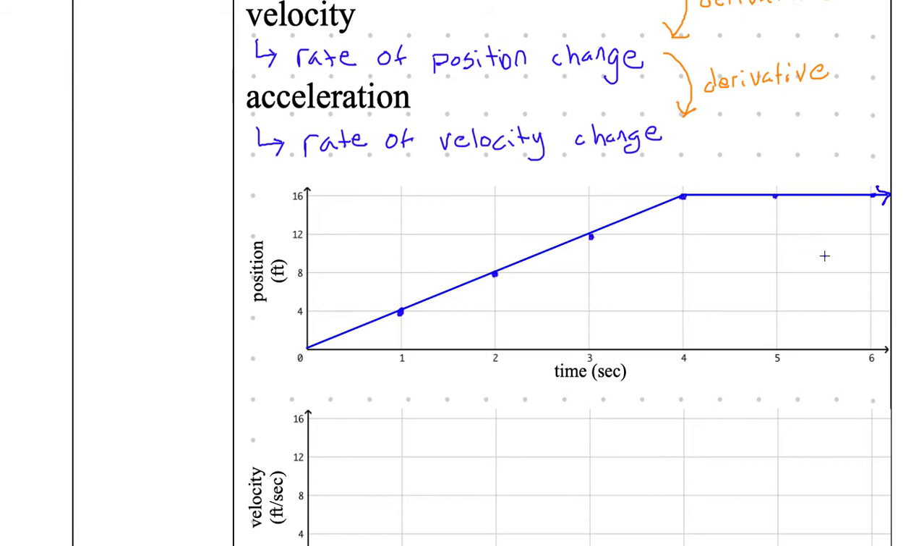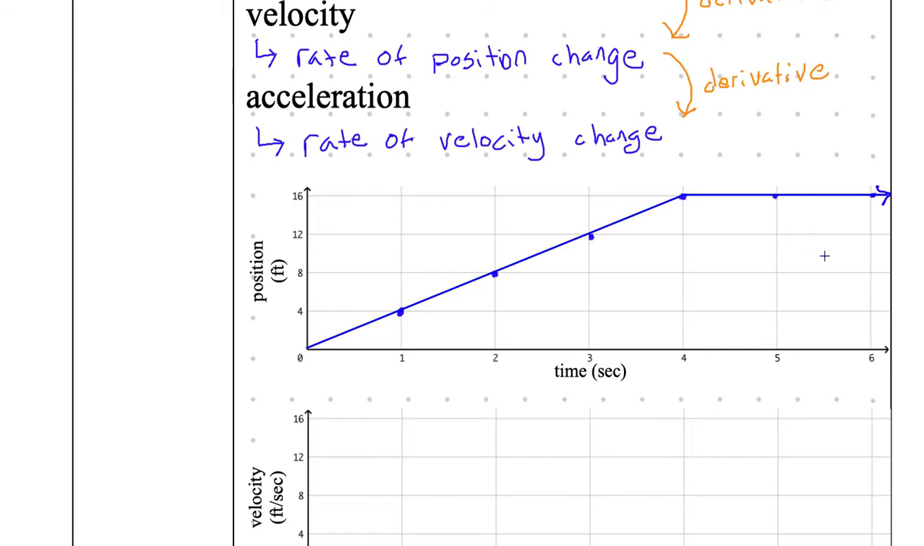And you can kind of make a story that goes with this graph if you want. My story is, Mr. Sandell is skiing up Tamarack Mountain at a constant rate, and then he takes a break after 4 seconds to catch his breath. I'm not moving anymore, right? Because I've stopped moving. My position is no longer changing because I'm taking a break.